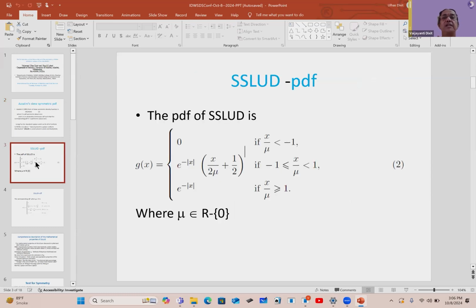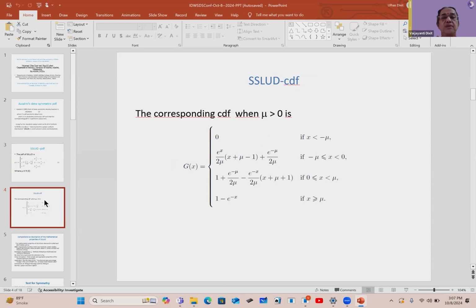Its PDF is as follows. The SSLUD PDF g(x) is equal to 0 if x by mu is less than minus 1. It is this function from minus 1 to plus 1 if x by mu lies between these, and it is e raised to minus mod x if x by mu is greater than or equal to 1, where mu is the single parameter; the parameter space is everything except 0, so mu can take all values on the real line. From this PDF, it is clear that the form is different for mu positive and mu negative. So for mu positive, here is the corresponding CDF, capital G(x). Similarly, for mu negative, the CDF will be a little different.